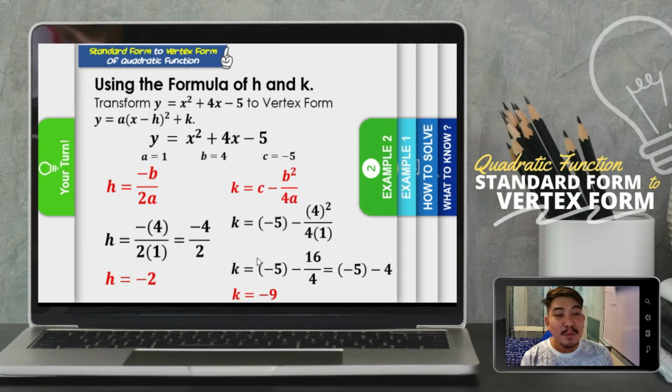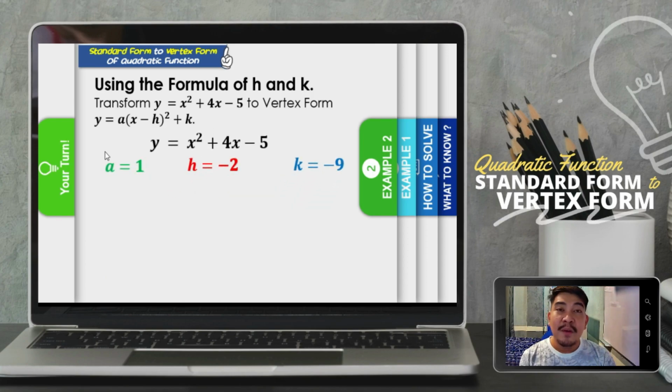Okay, so we are now through getting the values of h and k. So if you are going to combine them together, the vertex will be at (negative 2, negative 9). But we are asked to find the vertex form. So in getting the vertex form using the formula of h and k, we need to consider the values of a, h, and k because those are the variables that need to be replaced in the vertex form.